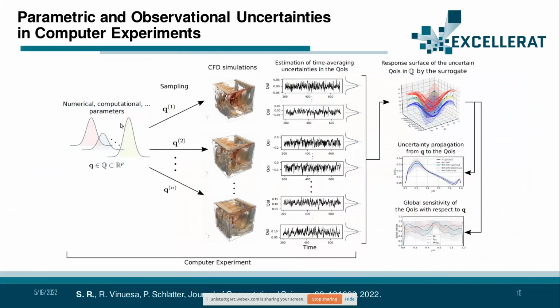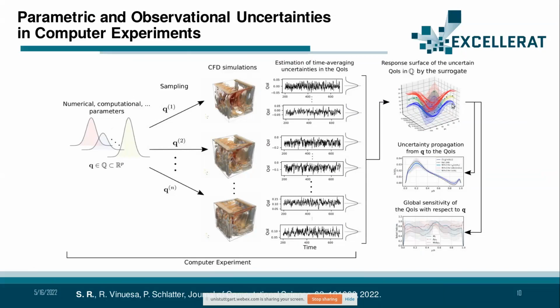Of course, this is a simple example, but let's move on to a more advanced example. Recently, we suggested a framework for combining parametric and observational uncertainties in computer experiments related to CFD. So we have numerical computational parameters which are controlling the accuracy of the simulations. For a limited number of samples from these simulations, we can gather the time series data and estimate the uncertainties. Later, we can combine the uncertainty from these time series with the variational effect from the original parameters and answer three main questions.